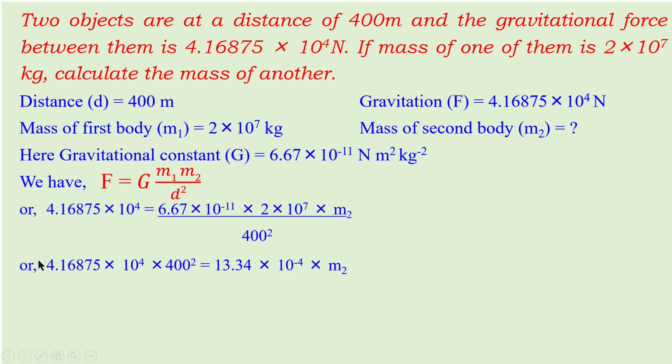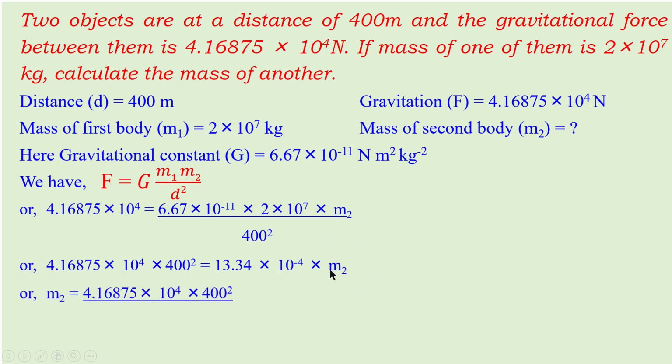Now next step, if 400 square is taken to the left hand side, we have 400 square here, and 6.67 into 2 gives 13.34. 10 to the power minus 11 and 10 to the power 7 is here. Same base powers can be added or subtracted. Minus 11 plus 7 gives 10 to the power minus 4. M2 we are going to find out.